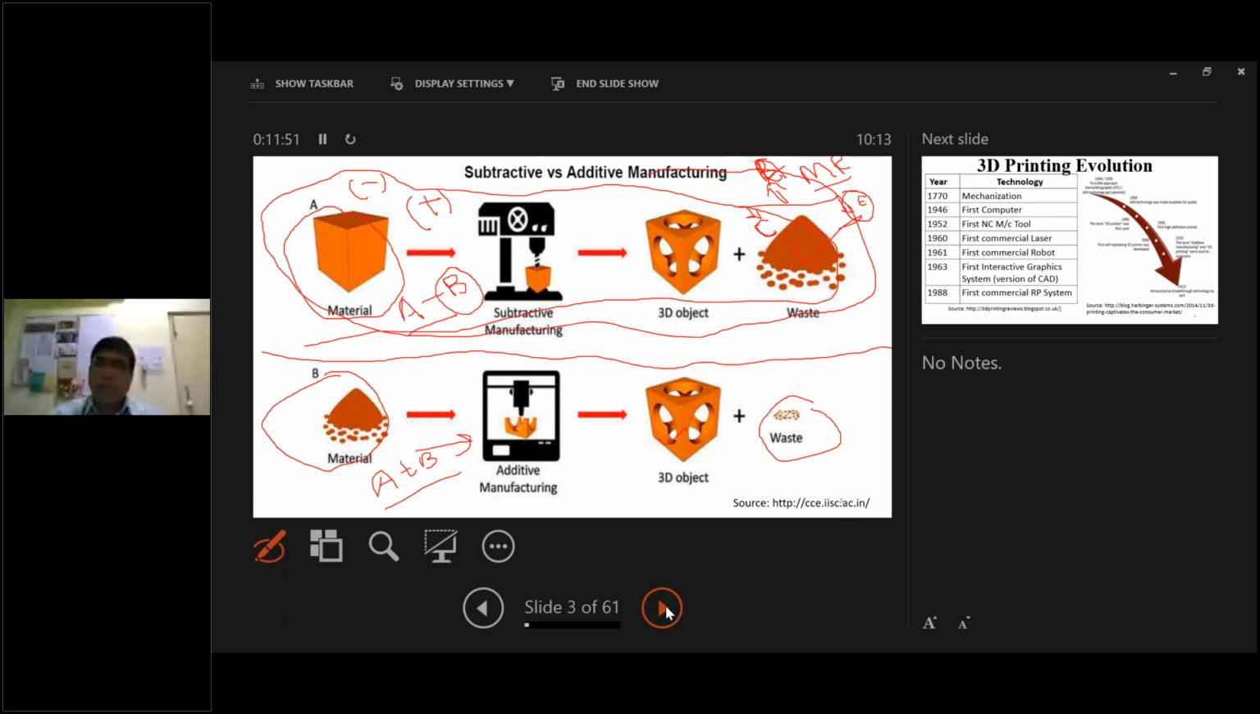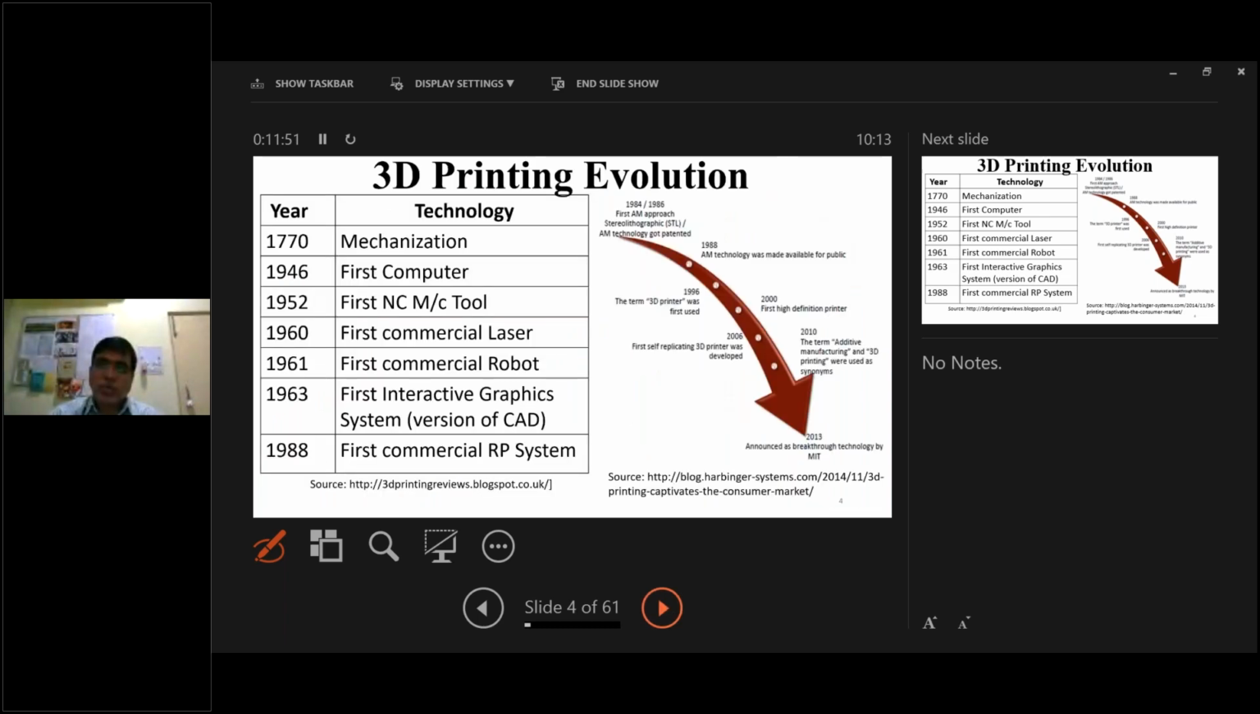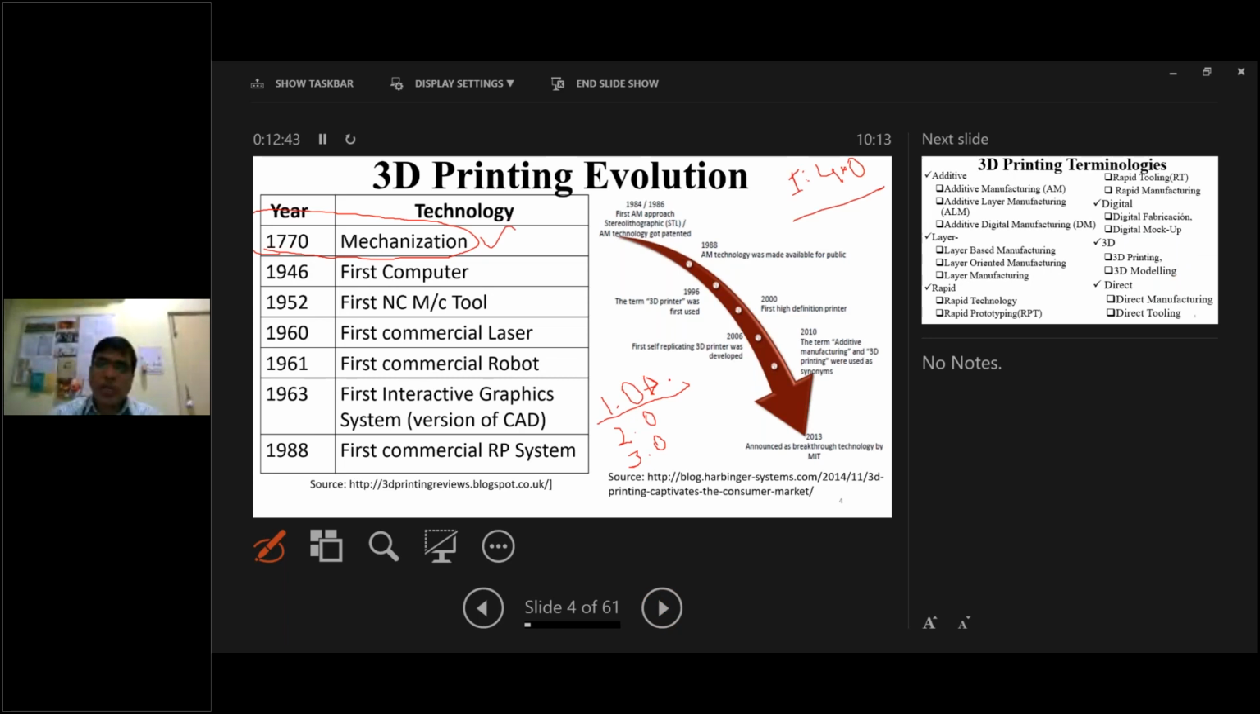1.0 was in which year? In early 1700s, when the mechanization happened, we moved from manpower or horsepower to mechanical power, and that was like James Watt's steam engine. So early 1700s was Industry 1.0. I think in Hindi we call it Audyogik Kranti. You know Audyogik Kranti. So early to mid 1700s, that was Industry 1.0.